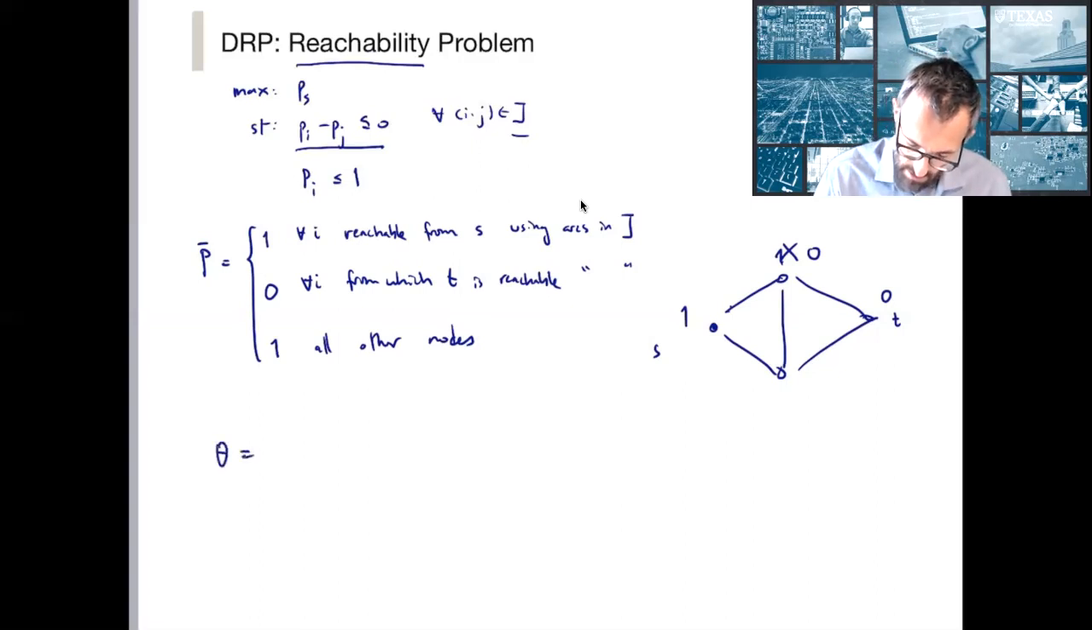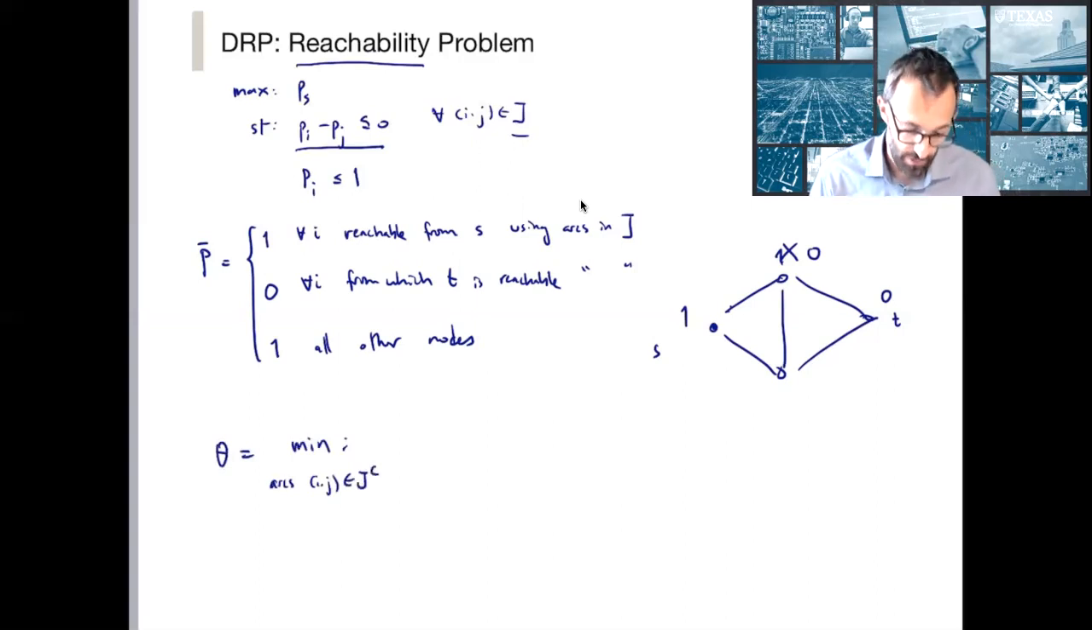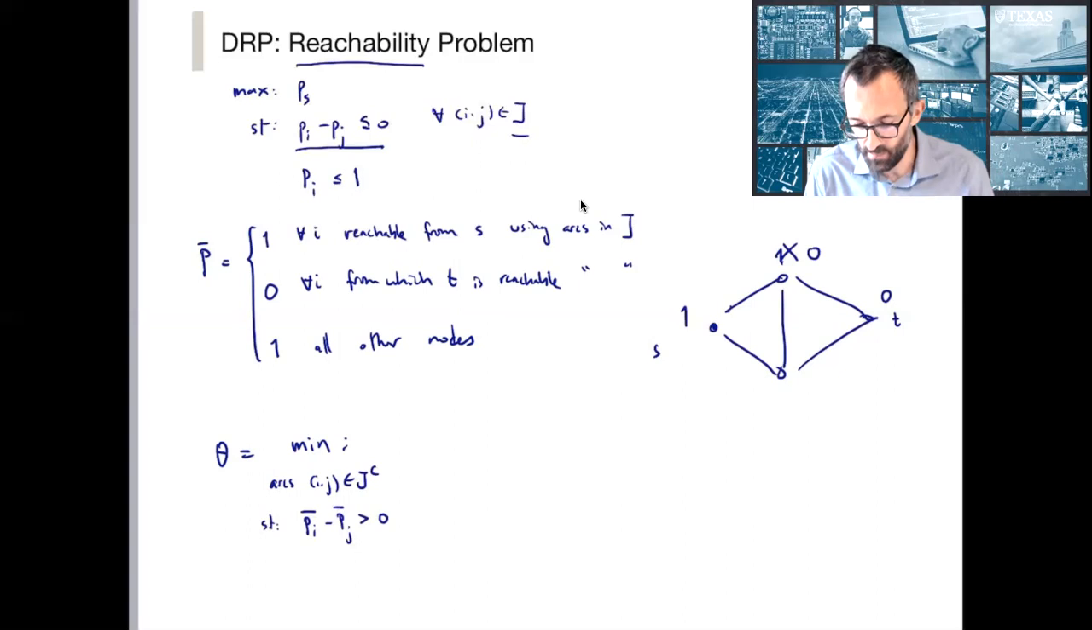So theta, the formula is min over all arcs ij that are in J complement, such that Pi bar minus Pj bar is strictly greater than 0. Again, ij only in J complement because Pi bar minus Pj bar is less than or equal to 0 for everything that's in J. And note that if it's strictly greater than 0, just because of the constraints here, it will be 1.